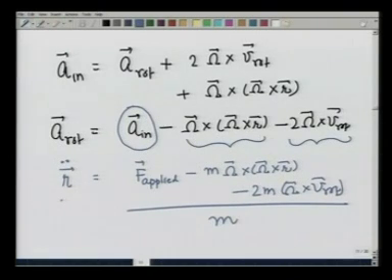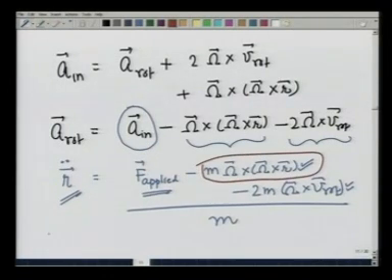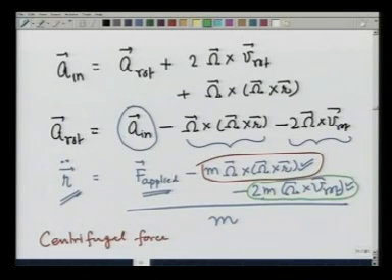So, the acceleration in the rotating frame depends not only on the applied force, but also on these two terms, and these are the pseudo forces. This particular term is known as the centrifugal force, and the other term, the green one, is known as the Coriolis force.